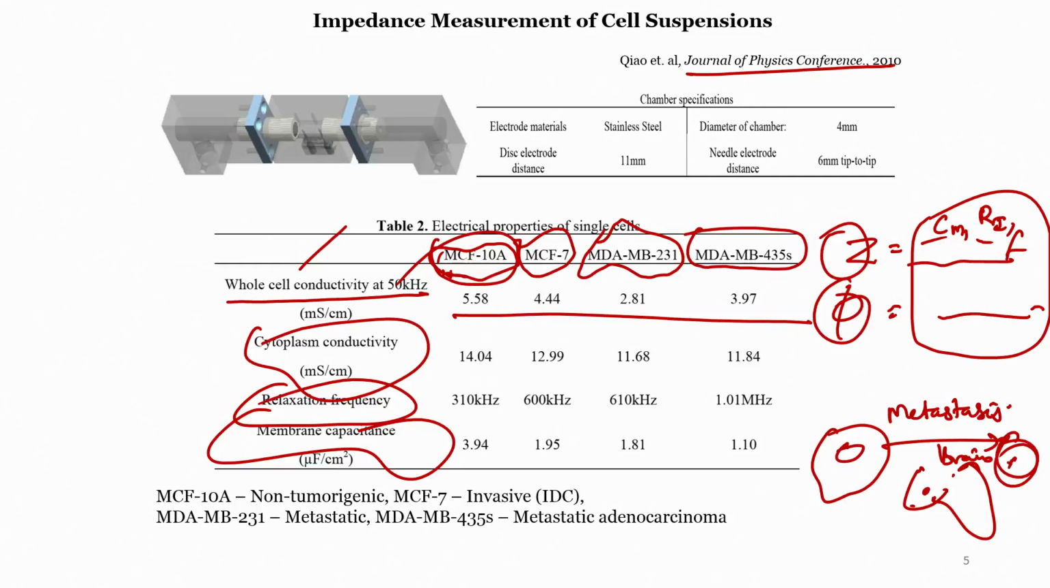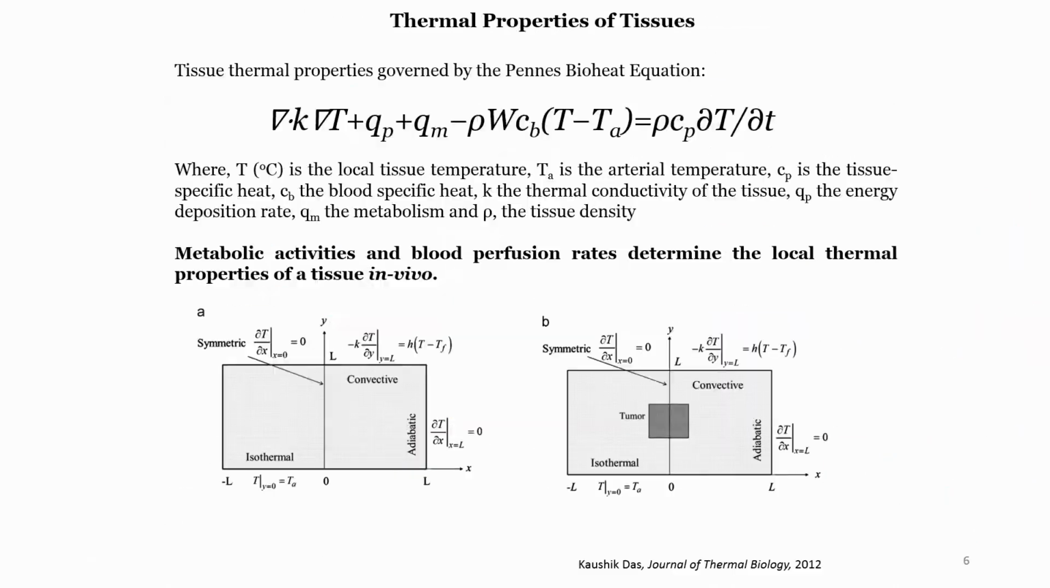These are different interesting aspects of impedance measurement of cells and cell suspensions, and I think we have covered them quite extensively, so that you can get an intuitive understanding of how these things are measured and how they come to be. Next we will go to the thermal properties of tissues.